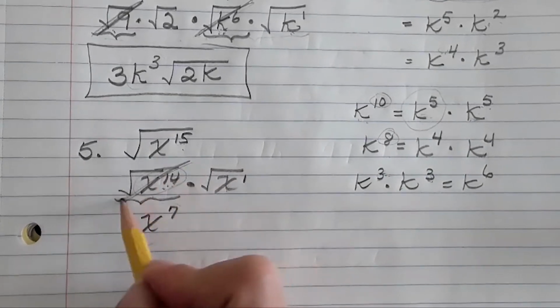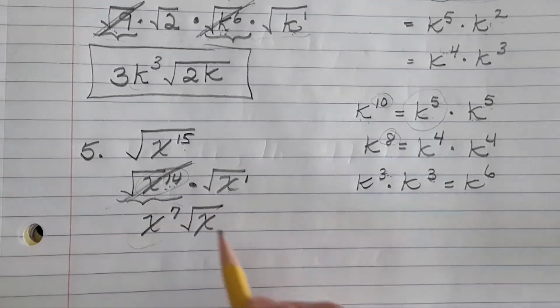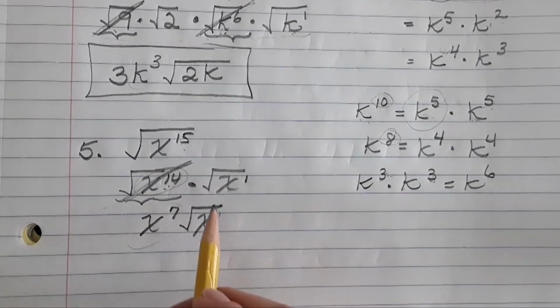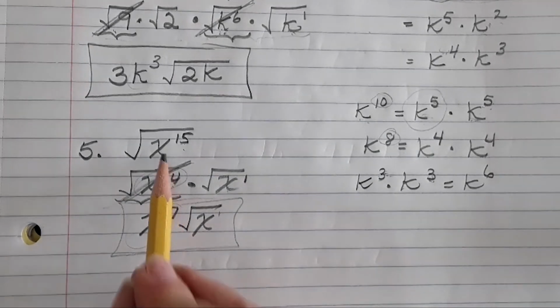It is now gone because we evaluated that. This is left. You can leave it as x or you can put the 1 there. So this would be your simplified form for that original problem.